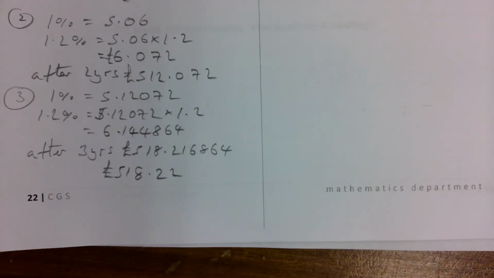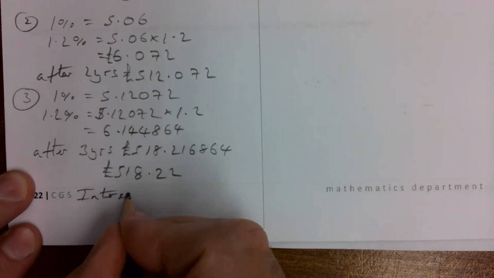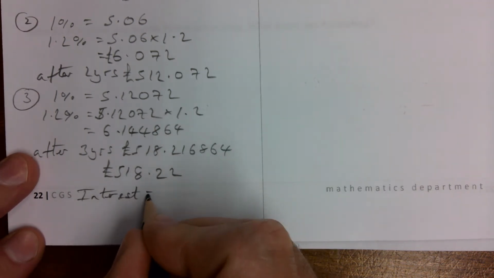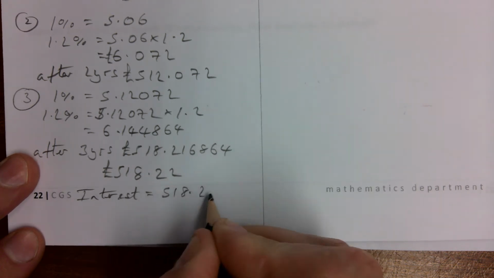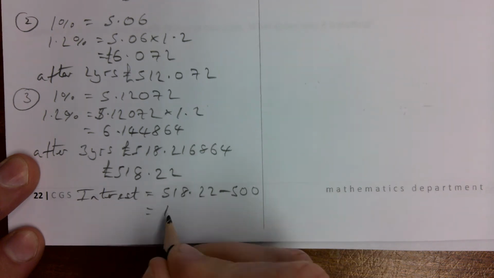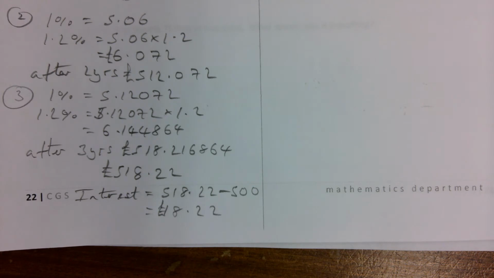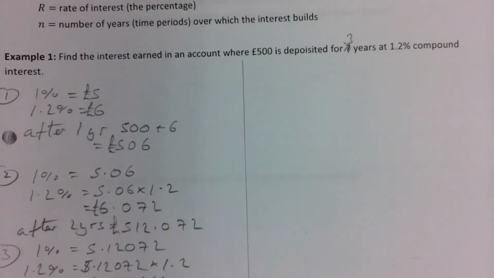They asked us for the interest, and the interest is going to be 518.22, take away 500, because that's how much we put in, so it's £18.22. So that's one way of doing it.